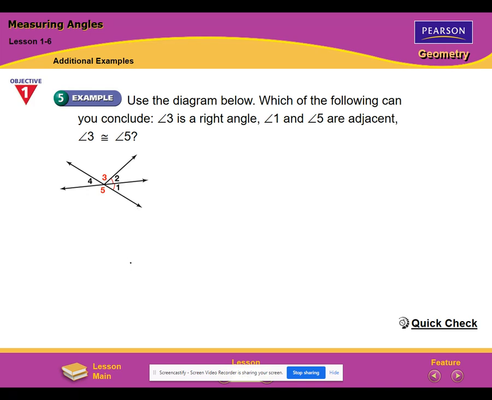Do they have a common vertex? Same vertex right there. That point right there is the vertex of both angles. Do they have any common interior points? No, they do not. So actually, this is going to be the answer. Angle 1 and angle 5 are adjacent.